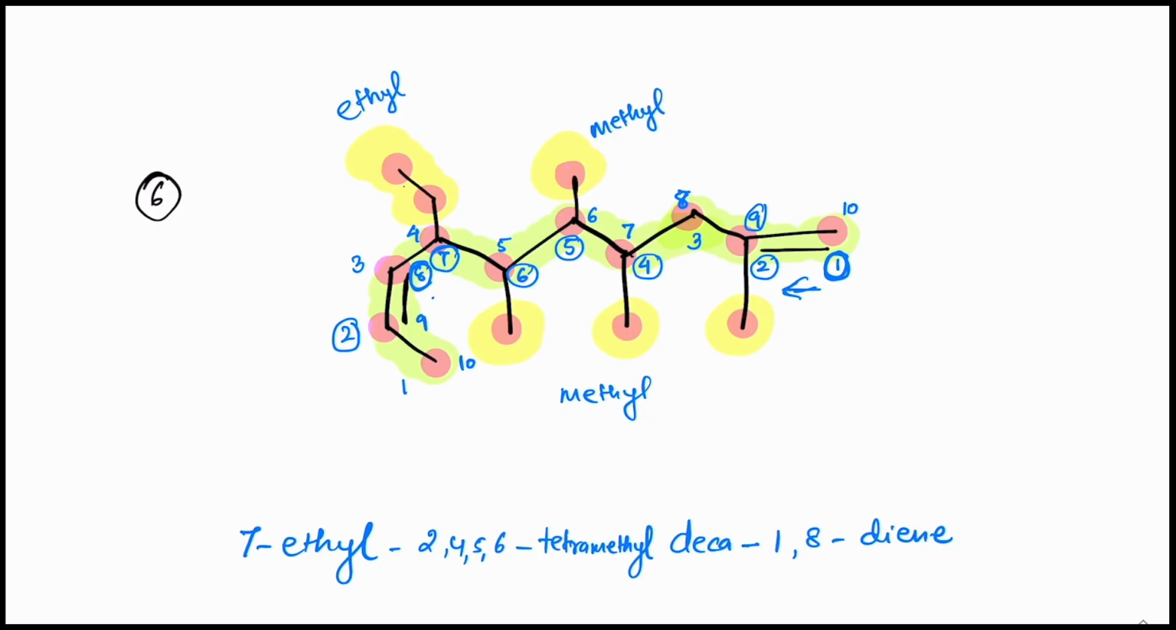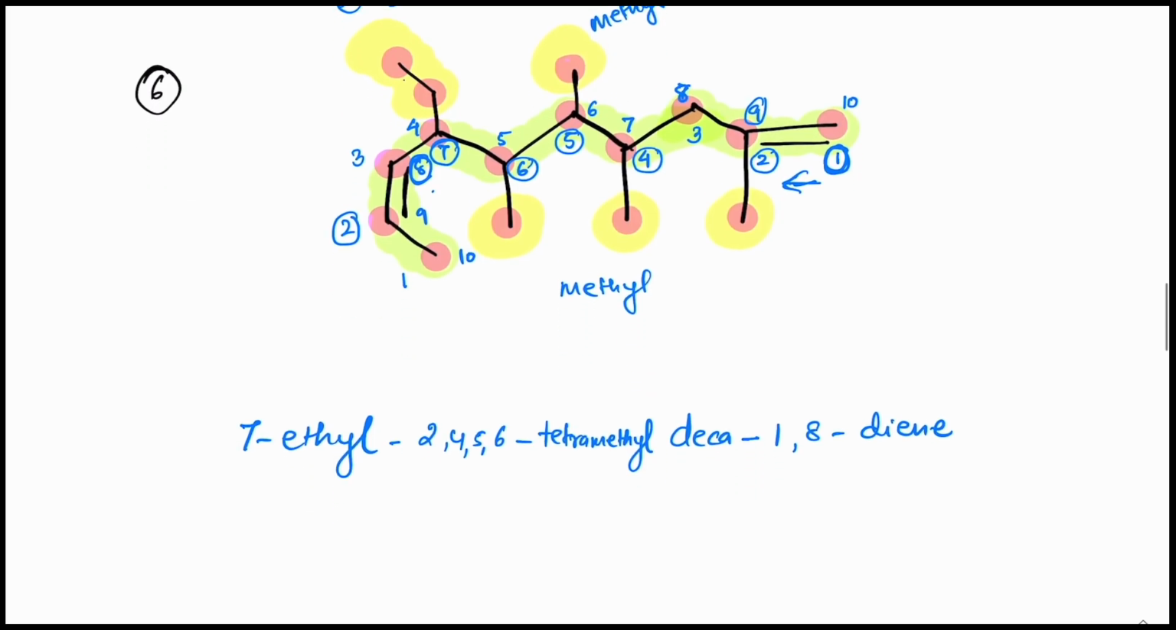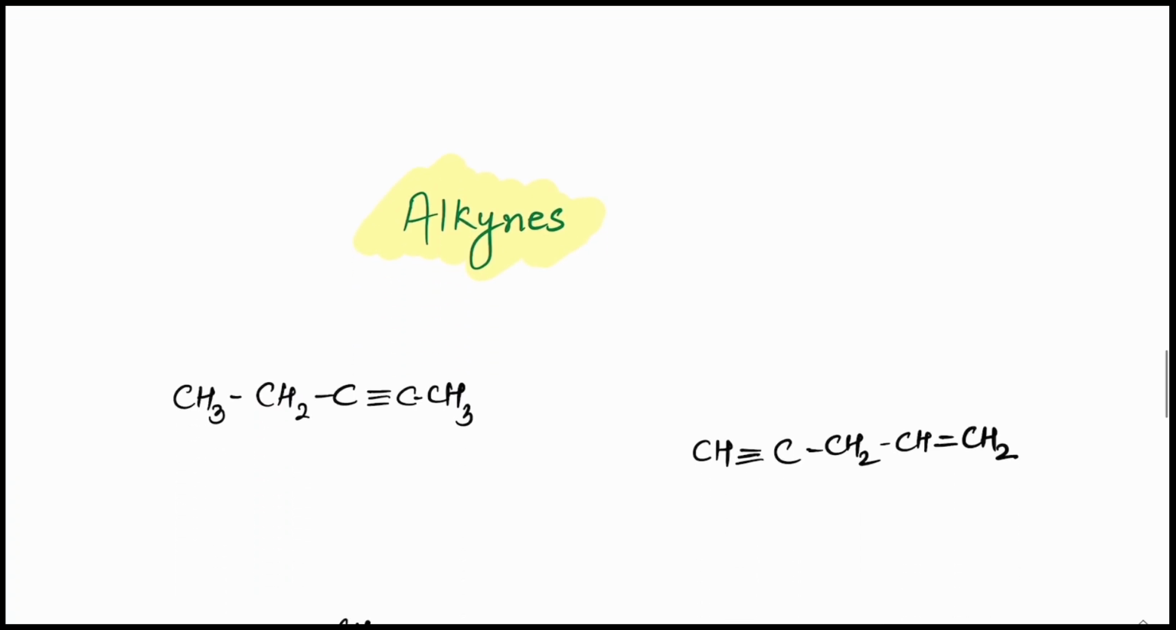Name of the compound thus becomes 7-ethyl 2,4,5,6 tetramethyl deca 1,8 diene. Alright, enough about alkenes. Now let's talk about some alkynes.